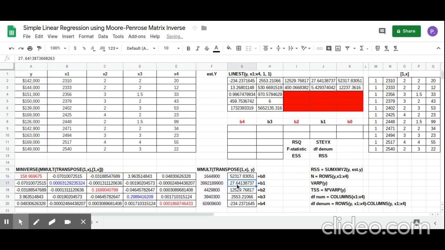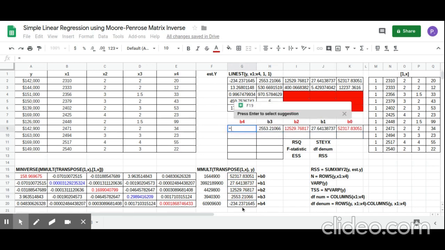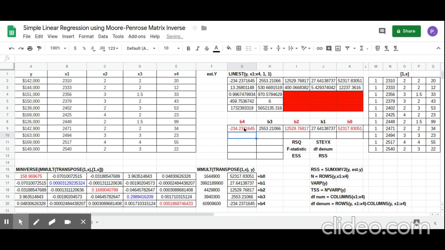Now we have the coefficients, starting with B0, which is the y-intercept. This is slope 1, and this is slope 2, and this is slope 3, and this is slope 4. All this matches the first line. So we have the coefficients.